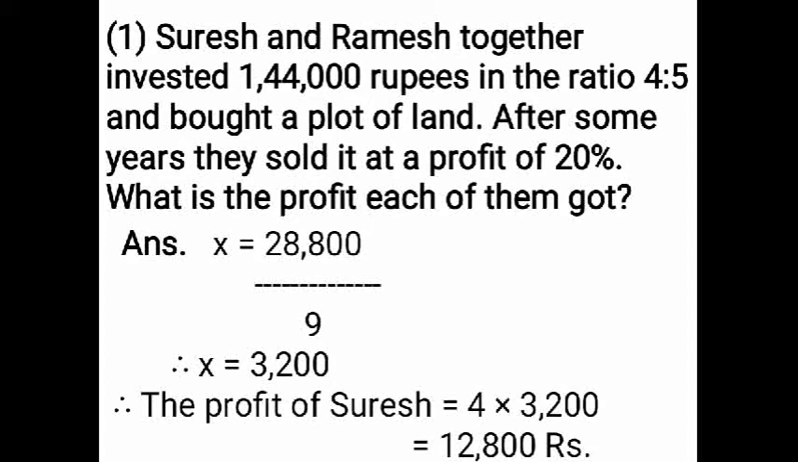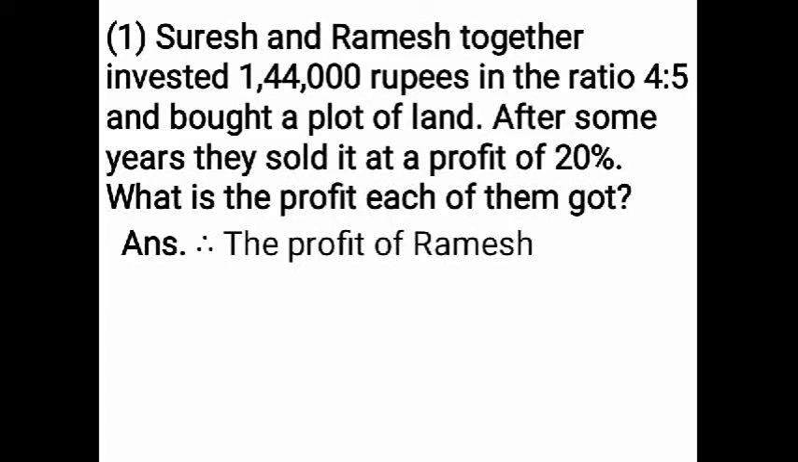Now, in the same way, you have to find the profit of Ramesh. Therefore, the profit of Ramesh is equal to 5 into 3,200. Two zeros you have to write as it is here. When you multiply 5 into 0, the answer is 0. Any number multiplied by 0 is 0. Now multiply this one: 5 twos are 10, 1 you have to carry here. 5 threes are 15, 15 plus 1 is 16. So the profit of Ramesh I am getting is 16,000 rupees.